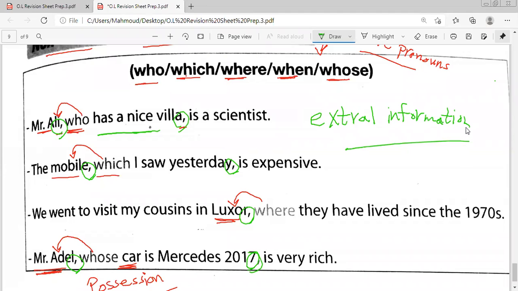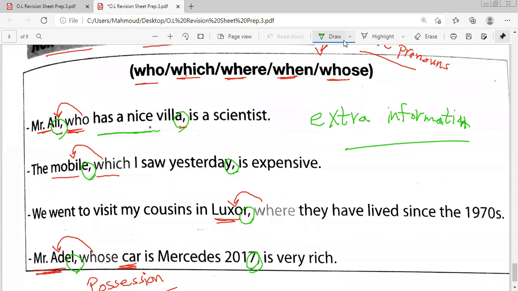It's not important at all to know if Mr. Ali has a villa or not. It's not important for me. The most important thing is that Mr. Ali is a scientist. But when you say Mr. Ali who has a nice villa, you just give me extra information. So it's not important to know it, but it will be better to say it.